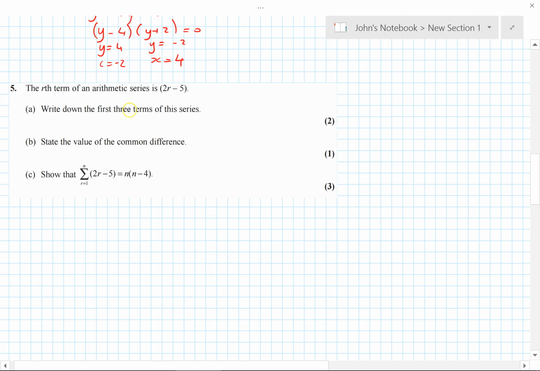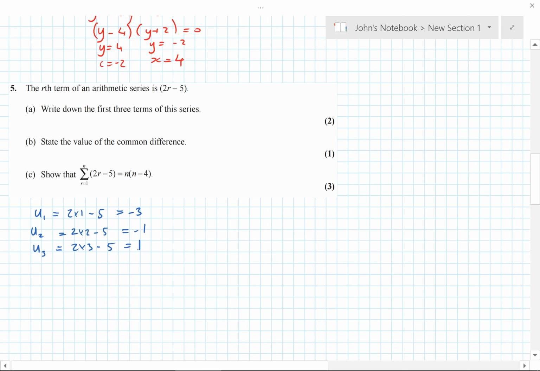Okay, so here we've got the first 3 terms of an arithmetic series. U1 will be equal to 2 times 1 minus 5, so that's equal to minus 3. U2 will be equal to 2 times 2 minus 5, so that's minus 1. And U3 will be equal to 2 times 3 minus 5, which is equal to 1. So that's our first 3 terms.